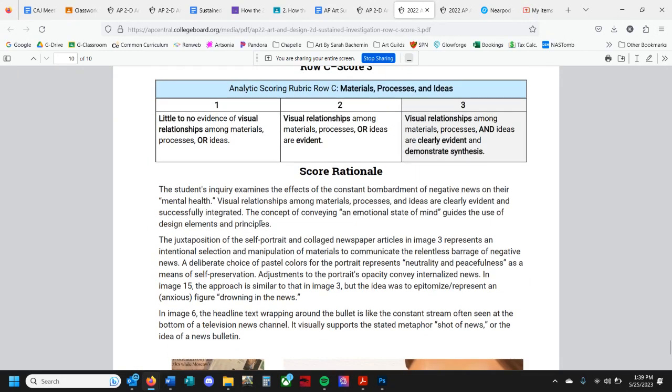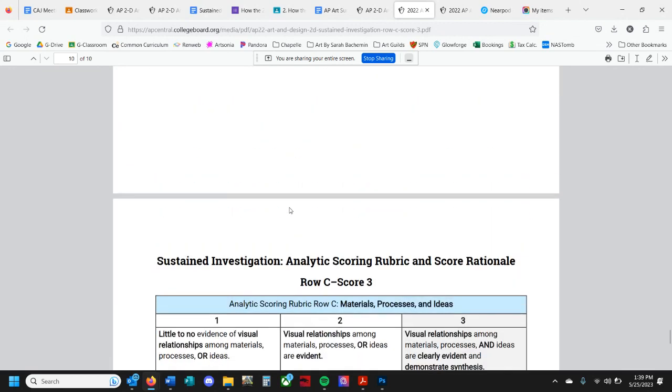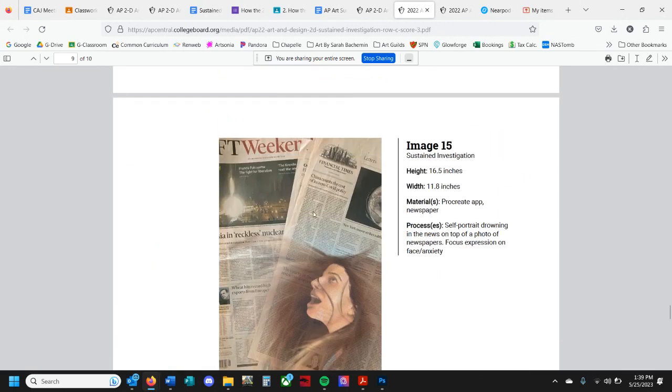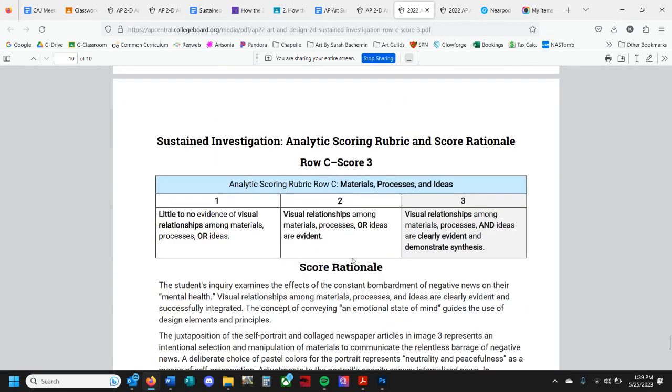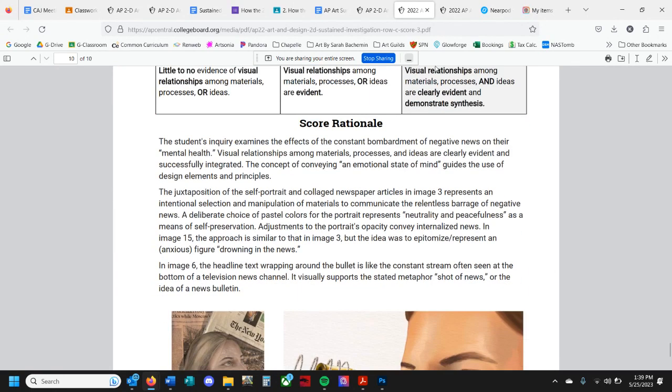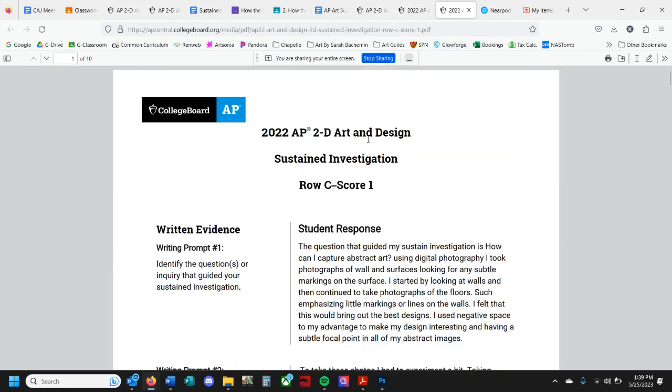So we have very clear relation between the materials, the media that she's using, with the processes, how she's putting these pieces together, and the idea behind her investigation. So let's take a look at a score of 1.